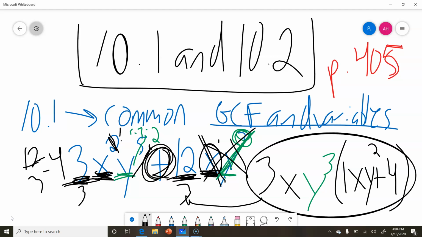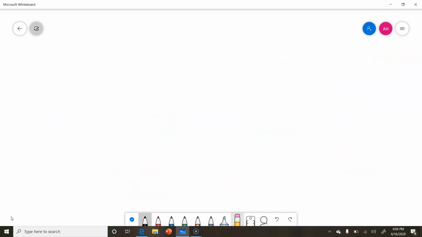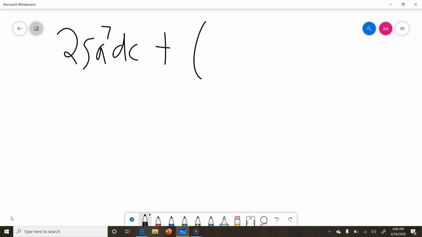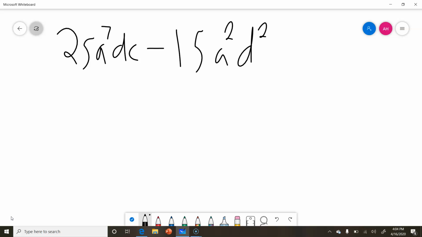So there's one. I'm going to do another one just to keep explaining, just trying to get you to think about how this works. So let's look at this right here: 25a to the 7th dc plus a negative 15. So actually, it's got plus a negative, it's just minus. We'll just do that. Minus 15a squared d squared.